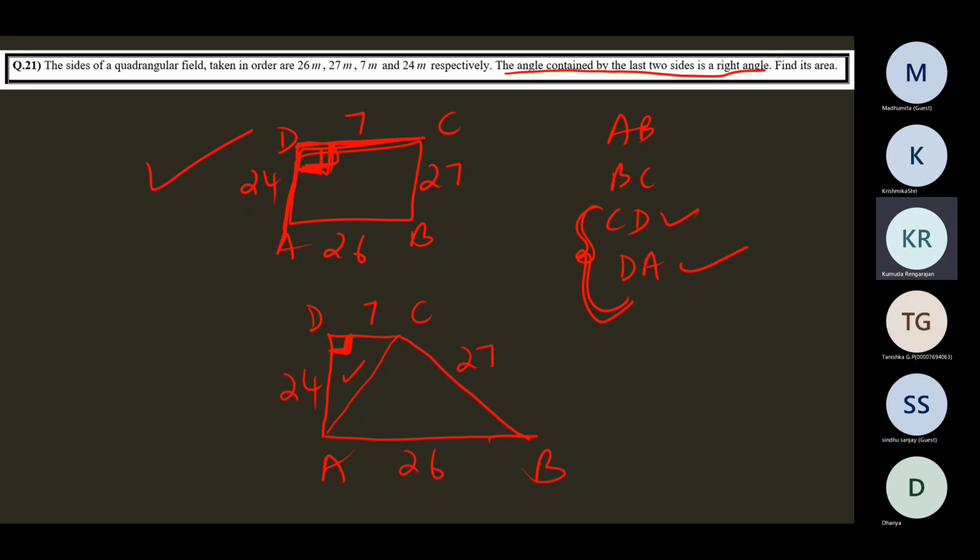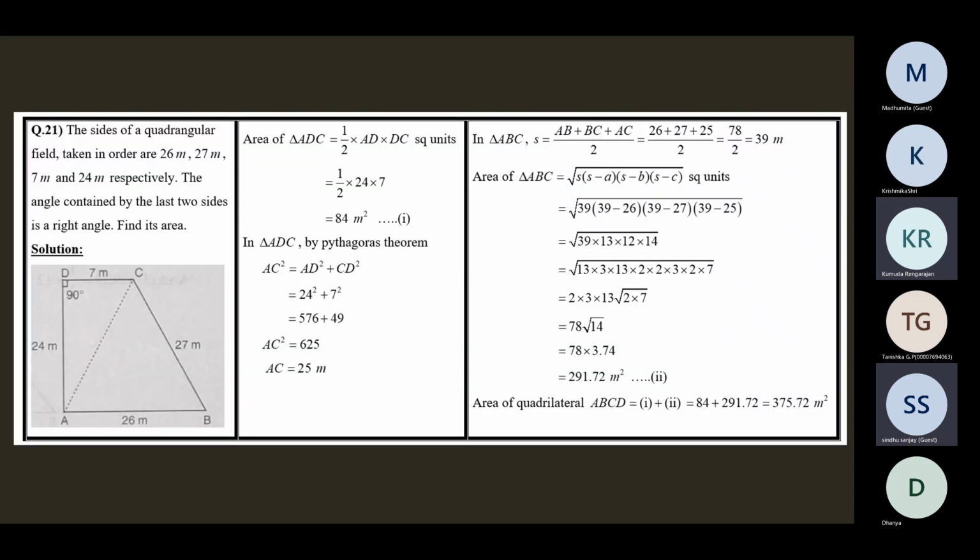You should find AC using Pythagoras theorem in which triangle? You should use ADC. You must use Pythagoras theorem in triangle ADC and find AC, and then find the area of triangle ABC using Heron's formula. Very good. So that's what you see here, children. You can see the figure which I explained. You should find the area of this triangle using the formula half base into height, which is 84 meters square.